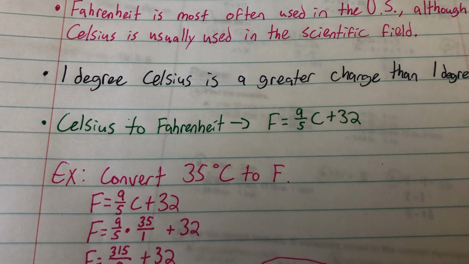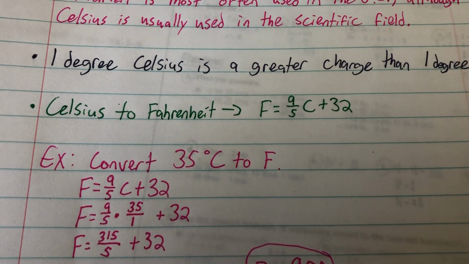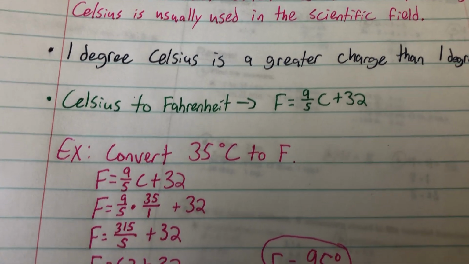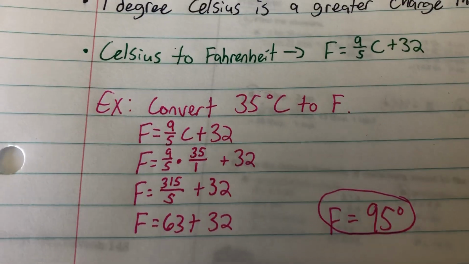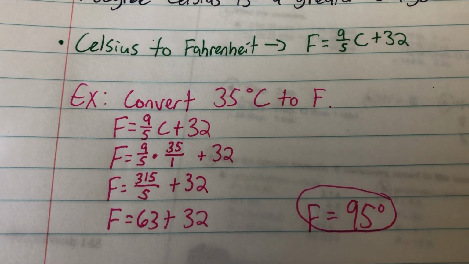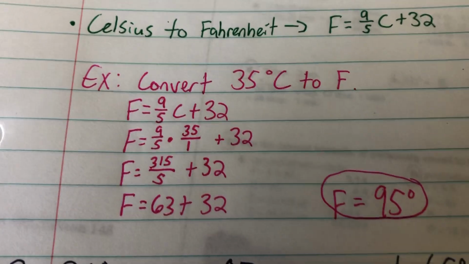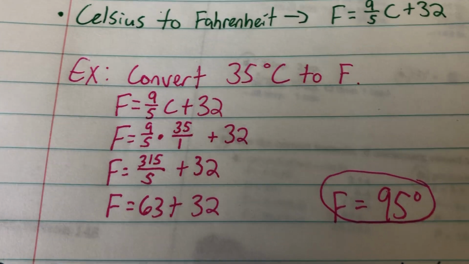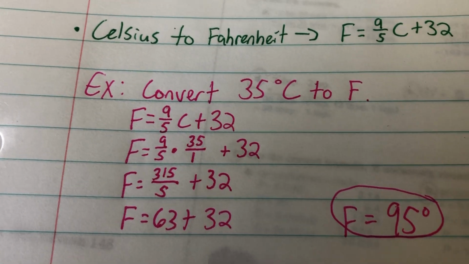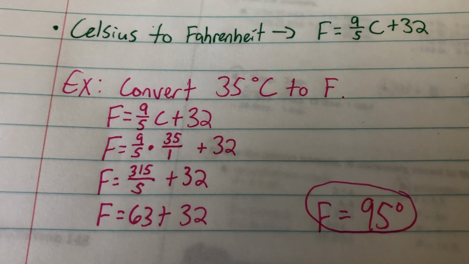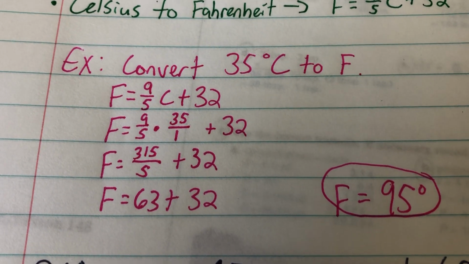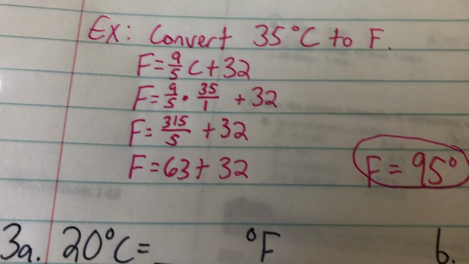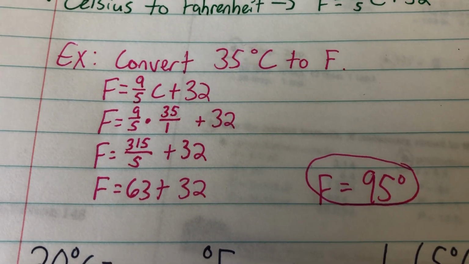The formula to change Celsius to Fahrenheit is F equals 9/5 times C plus 32, where F stands for Fahrenheit and C stands for Celsius. The example it gives to convert 35 degrees Celsius to degrees Fahrenheit starts out 9/5 times C plus 32. The C is 35, so 9/5 times 35 over 1 plus 32. When you multiply that out, you get 315 over 5. When you simplify that, you get 63. So it becomes 63 plus 32, which is 95 degrees Fahrenheit.